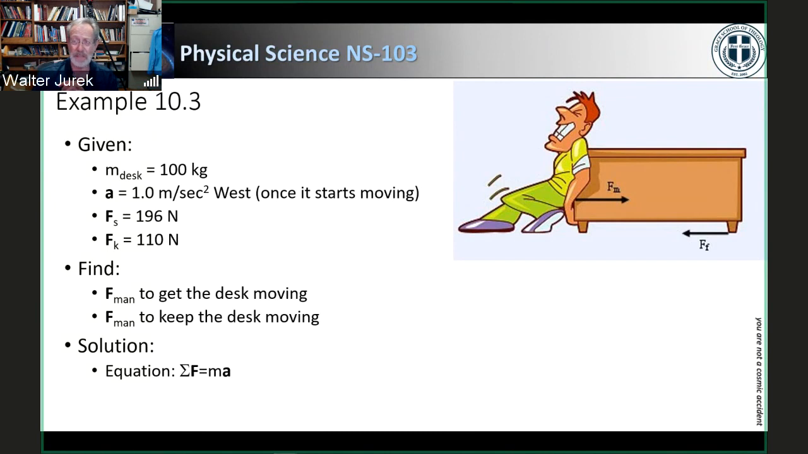Okay, so the question is, we want to get the desk moving. How hard does the man have to push? And then after he's got it moving, how hard does he have to push? Because there are two different scenarios. Remember, we already talked about the fact that you push, and finally it breaks free and gets going. So there are going to be two different numbers. We know that just from our own experience of living in the universe. Here's the math behind it.